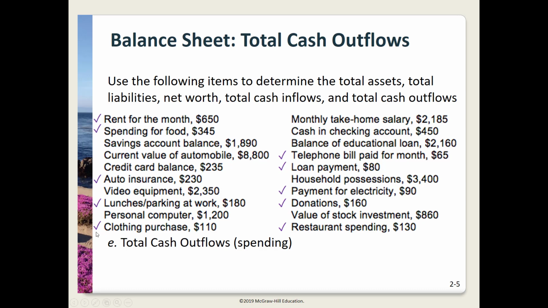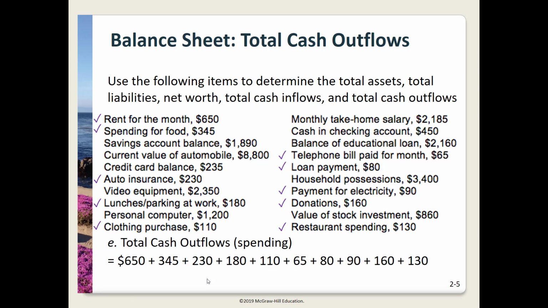I'm spending money on clothing. I'm spending money on my telephone bill. I've got a loan payment of $80. I have to pay for electricity. I'm also spending money towards donations. And then I'm also spending money on restaurants. So if we look at each of the values that count as spending, they are fairly small, but they add up. So when I add up all my expenditures, our total cash outflows is $2,040.